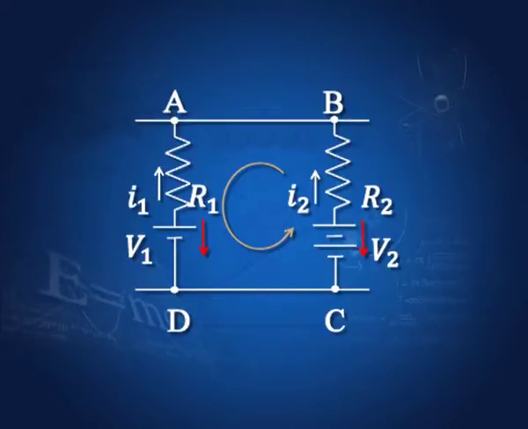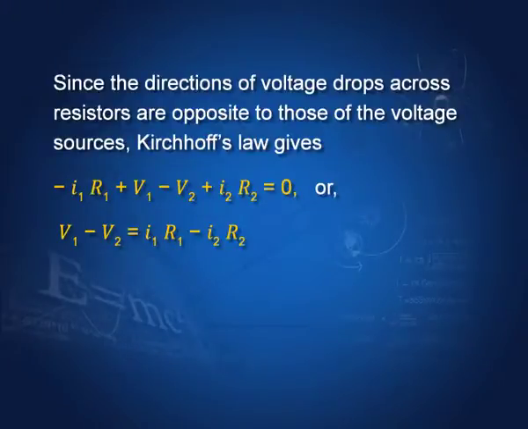So, let us apply this to this loop. Once again, we are traversing it anticlockwise, and here the current is going up. So, when we take the loop anticlockwise, we meet it in the opposite direction. So, the potential difference across this must be negative. So, minus I1 R1, and we meet the positive of this battery. So, plus V1, and we meet the negative of this battery as we are going anticlockwise. So, minus V2, and we meet the current in the same direction. So, it is I2 R2, and all this must be added up to equal 0, which means V1 minus V2 is I1 R1 minus I2 R2.